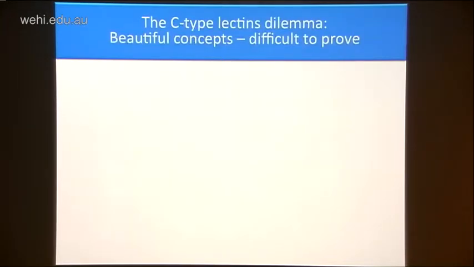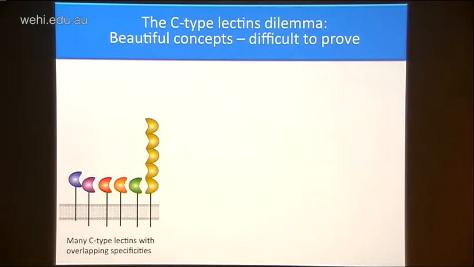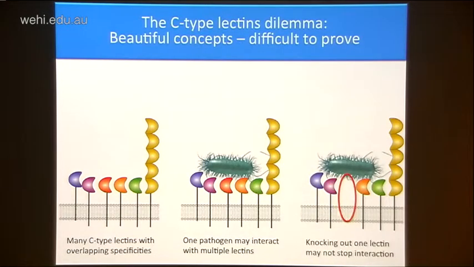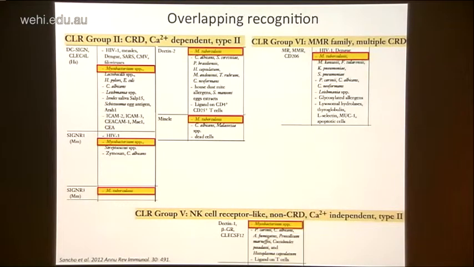Now, the C-type lectin dilemma for me when I was preparing this talk is that it's full of beautiful, beautiful concepts that are extremely difficult to prove. The problem is that you have many, many lectins, and many can interact with many different pathogens. When you knock out one of these lectins, it's going to be very difficult to see a biological consequence when one receptor is missing, when you have so many other receptors that can also do the same job. It's a fancy word for redundancy. So I just want to highlight this.